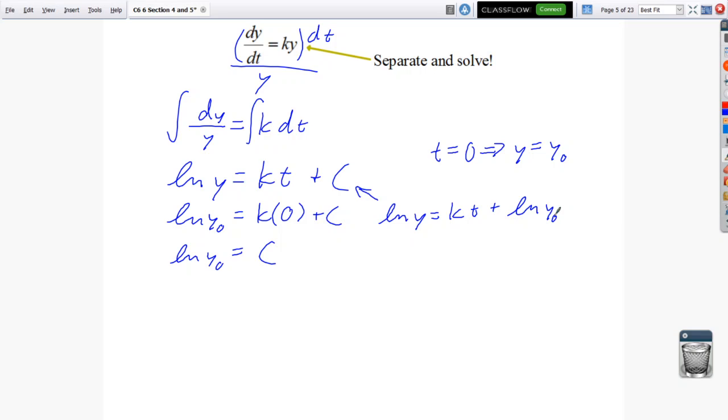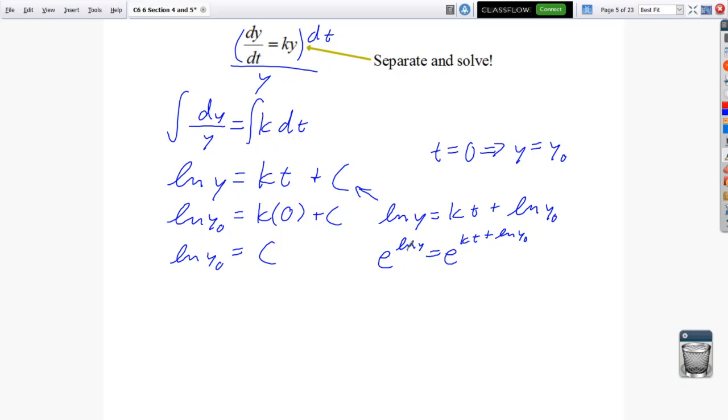Going another step here, I need to solve for y. Again, I did reference you to the do now. That would have been your do now if you were in here. In order to un-ln, we need to exponentiate with a base of e. So e to the ln of y is equal to e to the kt plus ln of y naught. And now we try to simplify this.